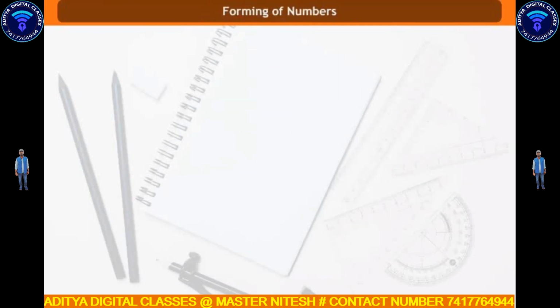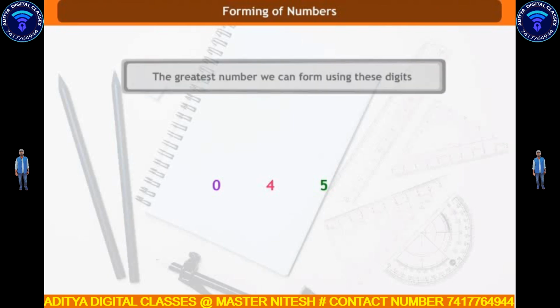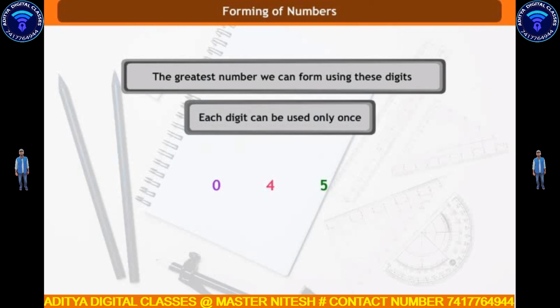Forming of numbers. Consider 3 digits, 0, 4 and 5. We need to form the greatest number from these digits, and each digit can be used only once. The greatest number is 540. To find this number, we simply arrange the digits in descending order. So, we got the greatest number 540 using these digits.